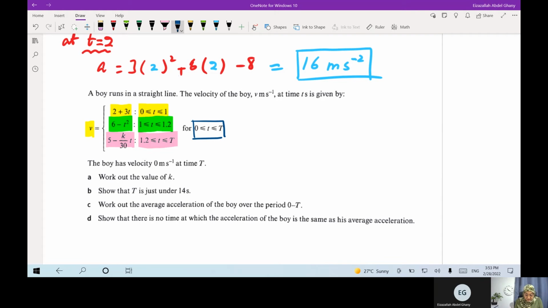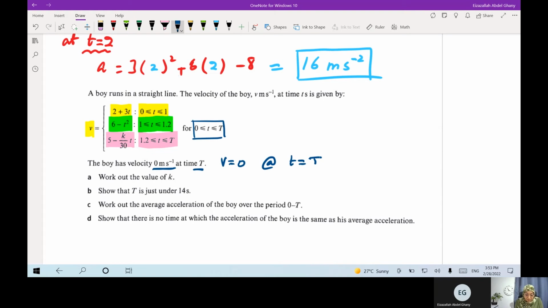The boy has velocity 0 meters per second at time T. Good. This is a very good piece of information. At time T, which is the end of the journey, the velocity is 0. So v equals 0 at time t equals capital letter T. Work out the value of k. Good. So the value of k, we can just substitute.